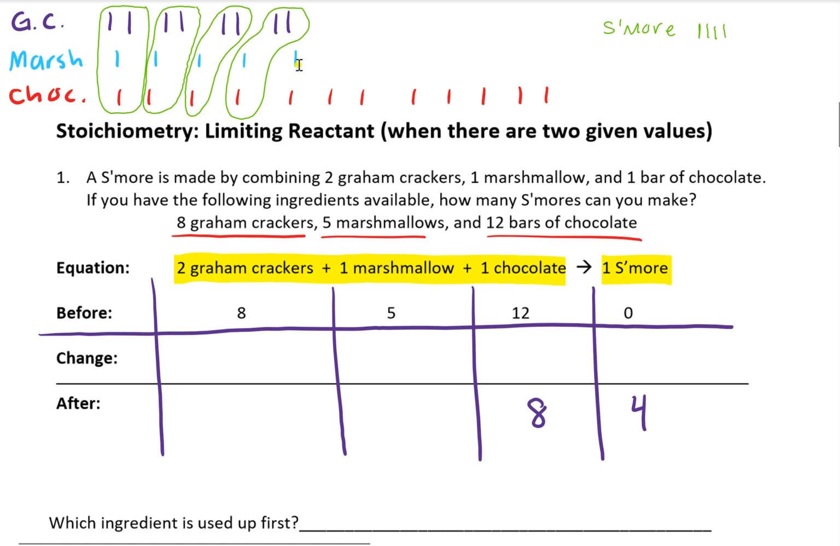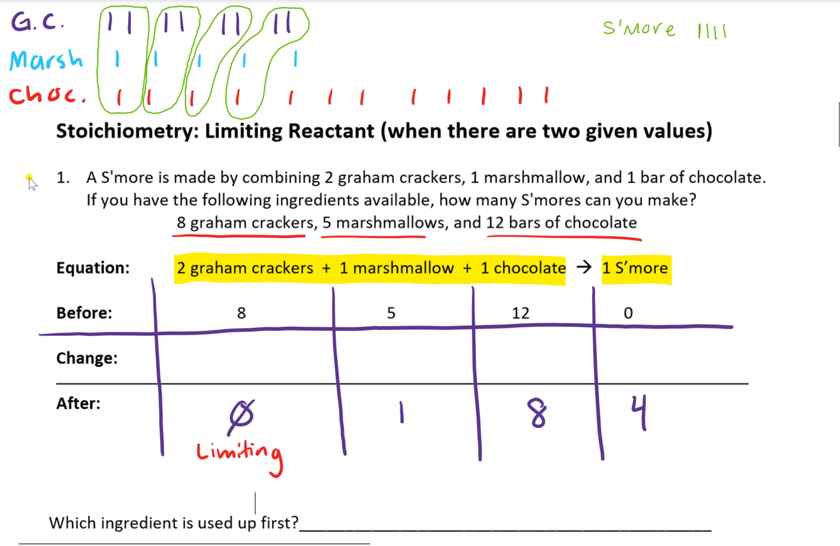Marshmallows, we had 1 left over, and the graham crackers were 0. And because the graham crackers are 0, we identify that as the limiting reactant, the one reactant that runs out at the end of this reaction, and the reaction stops once we have 0 of it. Now for the change row, the change represents the quantity of reactants that are being used and the quantity of product that is being made.